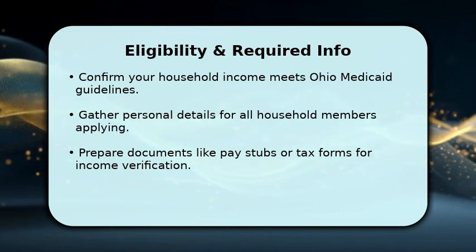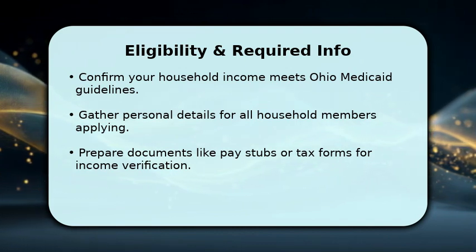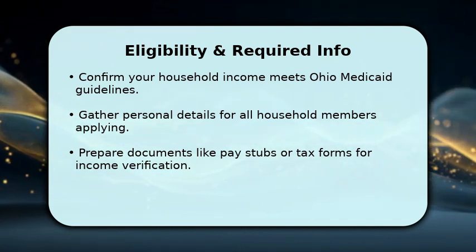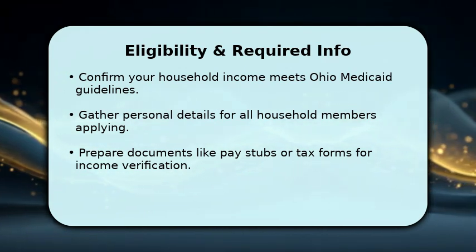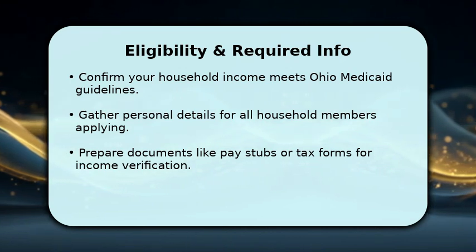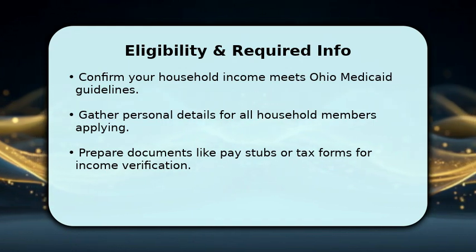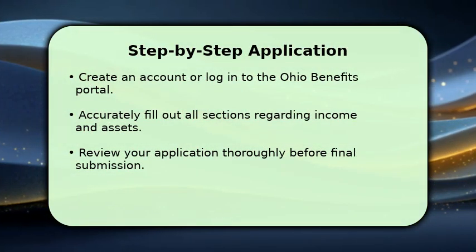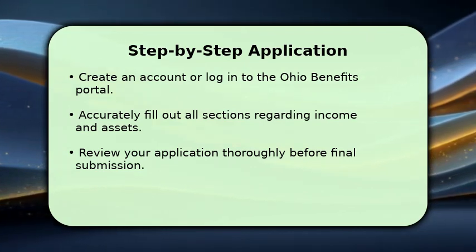You'll need to provide personal information for everyone in your household, including names, dates of birth, and social security numbers. Have your income documentation ready, such as recent pay stubs, W-2 forms, or tax returns, to ensure a complete and accurate submission. Once you're ready, create an account or log into the Ohio Benefits portal.